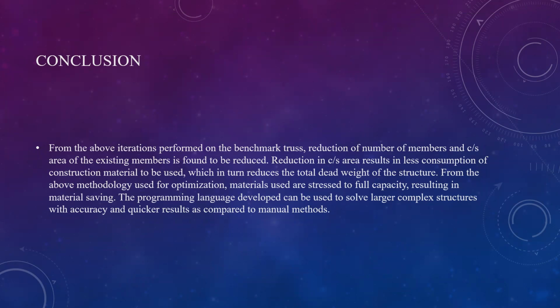So coming to the conclusion, from the above iterations performed on the benchmark truss, a reduction in the number of members and in the cross-sectional area of existing members is found. Reduction in cross-sectional area results in less consumption of construction material, which in turn reduces the total dead weight of the structure. From the above methodology used for optimization, materials are stressed to full capacity, resulting in materials saved. The program developed can be used to solve larger complex structures with accuracy and quicker results as compared to manual methods.